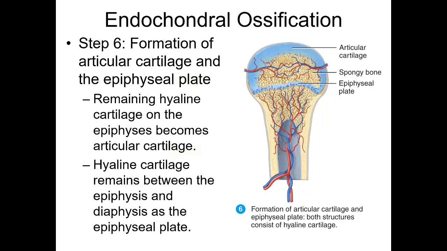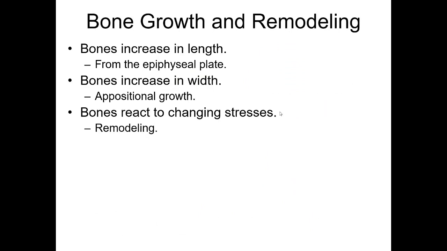Formation of articular cartilage and epiphyseal growth plate happens last. So hyaline cartilage remains as it is right here as the epiphyseal growth plate. Articular cartilage is formed at the ends. Medullary cavity has taken place right here. Here's where spongy bone has formed. And that is your long bone completely formed.